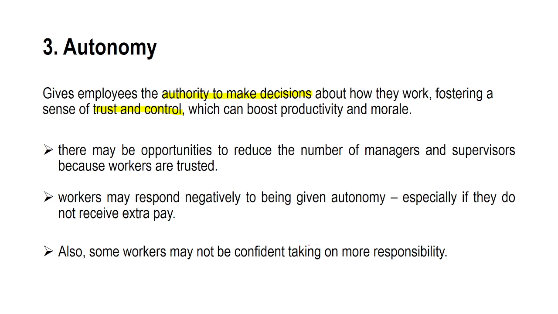Let's remember it together in increase mode. So, in autonomy, we increase the authority of employees to make decisions. When the authority of employees to make decisions is increased, the sense of trust and control in them also increases. As a result, the productivity also increases. So we have two increases in autonomy. Authority to make decisions increases, the sense of trust and control in employees increases, and following that, the motivation also increases.